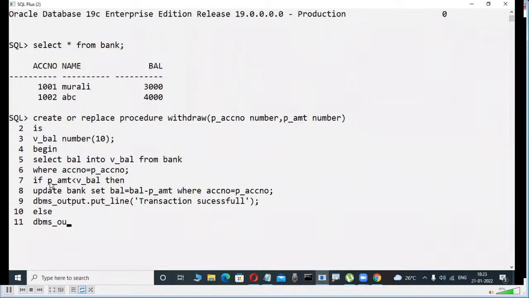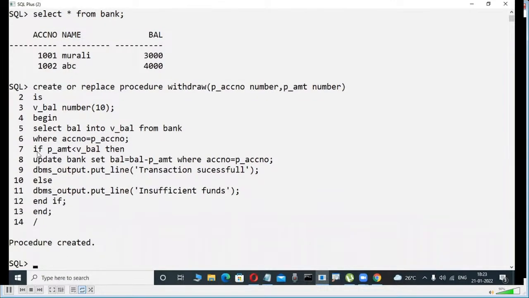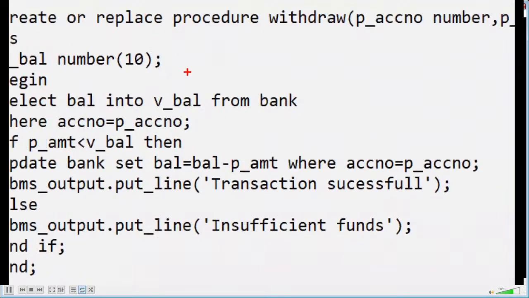And now check it out. Here, else, insufficient funds. Okay, some coding is there. This is not difficult coding, it's easy. Now check it out, I'm writing a procedure, for example. This is called a procedure. Observe it here, some coding I'm writing. This is not difficult coding, very easy coding.